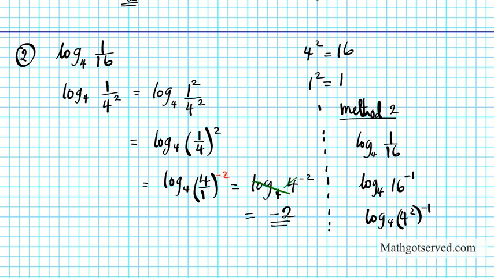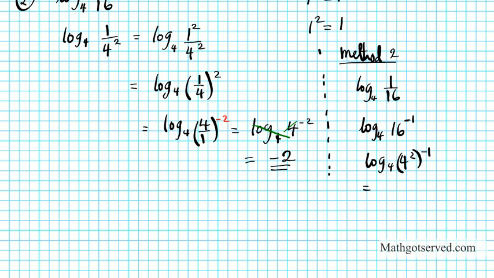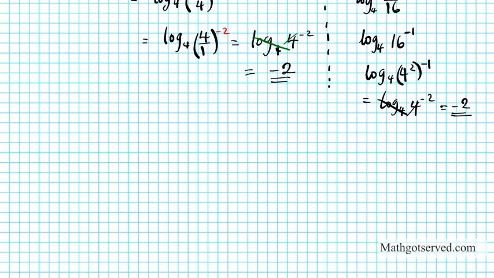Okay? And then that becomes log base 4, using the power of a power property of exponents, you have 4 to the negative 2, and then these two fours cancel out using the inverse property, and our answer is also negative 2. Okay? So those are two different ways of doing it. All right, let's move on to question number 3.